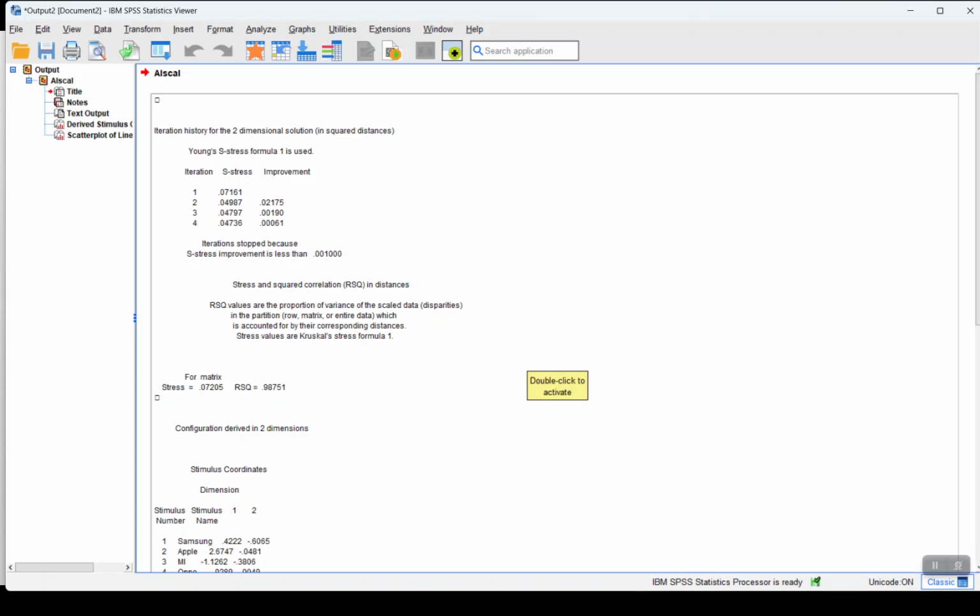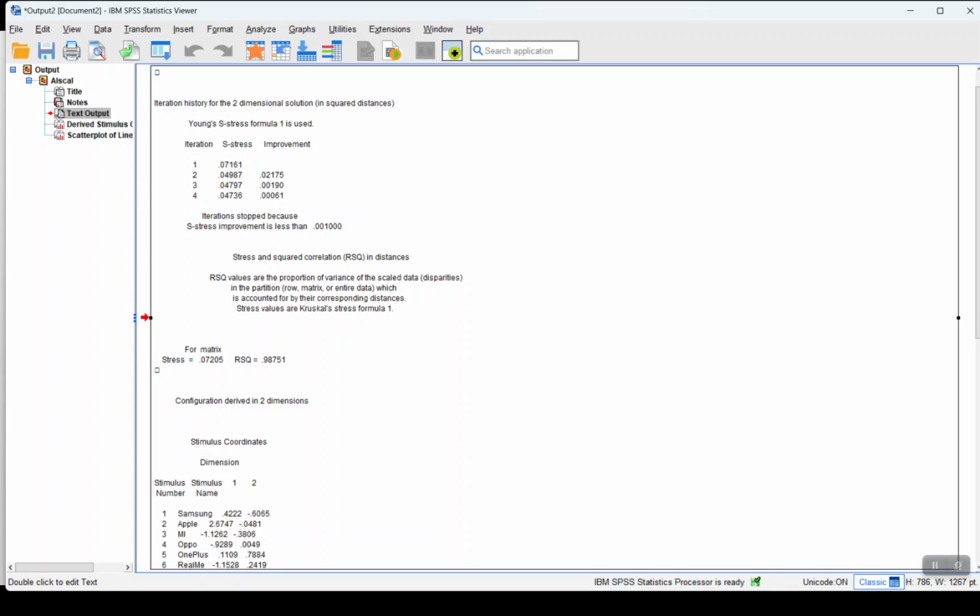The moment we do that, we basically see how these values are calculated, what is stress and things like that. The most important thing here is the stress value. What is stress? Stress is a measure of the discrepancy between the observed dissimilarities or similarities and the distances in the lower dimensional space. It basically quantifies how well the multidimensional scaling model fits the data. The goal in MDS or multidimensional scaling is to minimize stress. And here, any value less than 0.2 is good. In this case, it is 0.07, which means it's good.